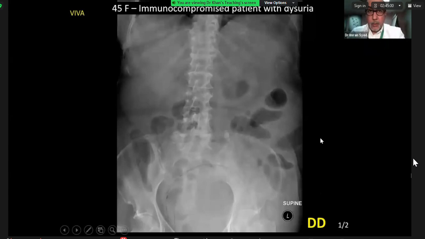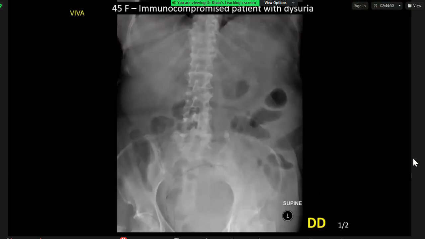Right, next case, we've got a 45-year-old female who is immunocompromised and is complaining of dysuria. Okay, so frontal radiograph of the abdomen in a 45-year-old immunocompromised lady. In the left hemipelvis, adjacent to the ilium, I can see an oval structure with gas surrounding the wall. I can see some small bowel loops which have a non-specific bowel gas pattern.